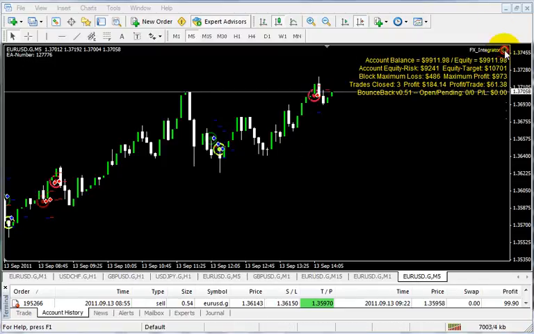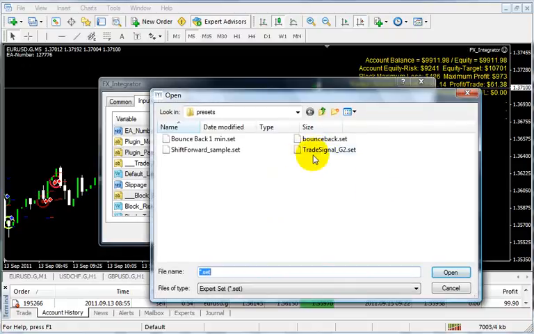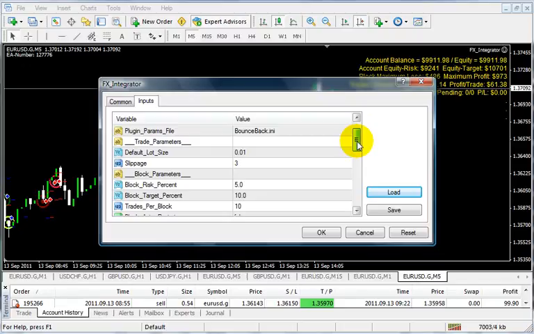If I click on the smiley face here, you can see that the plugin or the signal generator we're running at the moment is called the bounce back, and we have different ones that we can call upon. We can call on this trade signal G2, or we can shift forward, and eventually we're going to have quite a library of these different systems. For this one at the moment we're trading is the bounce back. Now there's lots of things inside here on the inputs. We're trading in blocks, and this one's a block of 10. We're risking 0.5% per trade.